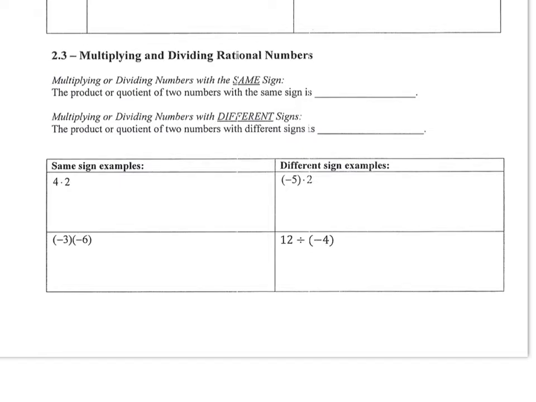When you multiply or divide numbers with the same sign, so for example a negative and a negative, or a positive and a positive, the product or quotient, so product means multiply and quotient means divide, of the two numbers is always positive. So that's like a positive multiplied by a positive, or a positive divided by a positive, or a negative times a negative, or a negative divided by a negative. But when the two signs are different, it's going to be negative.